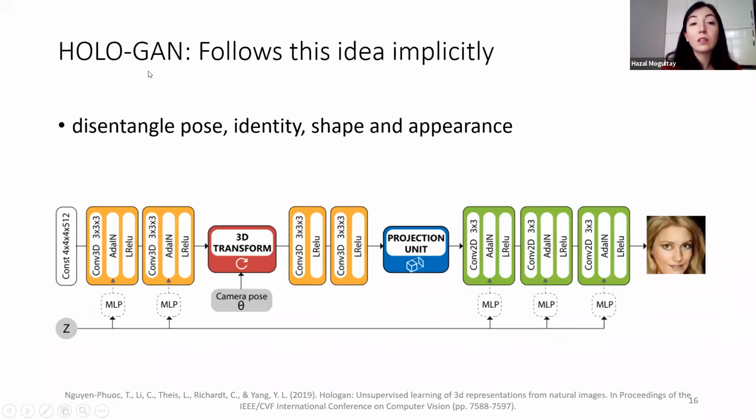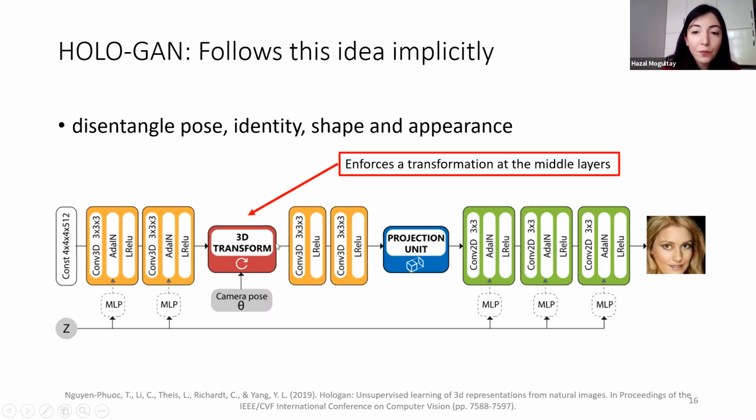Let's consider the hologram model. In this model, they are trying to disentangle the pose identity, shape, and appearance. They are using a constant vector, and by some stacked convolutional layers, this is a generator, they are generating an image. And here you can see they are enforcing a transformation in some of the middle layers. So we can say actually hologram follows the same idea implicitly without formally defining it.